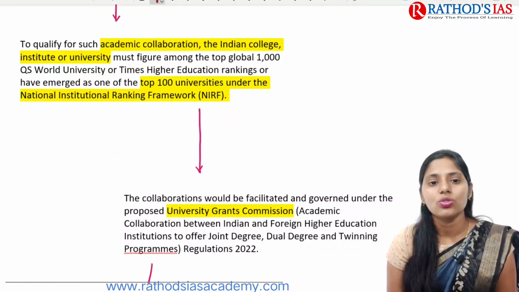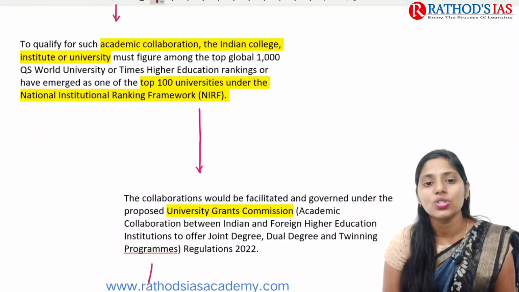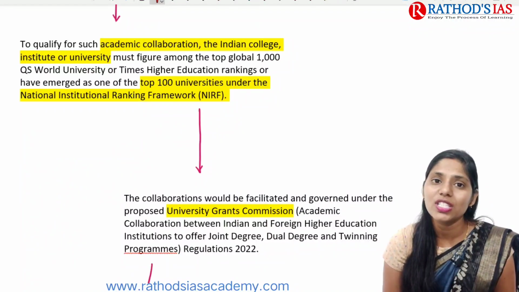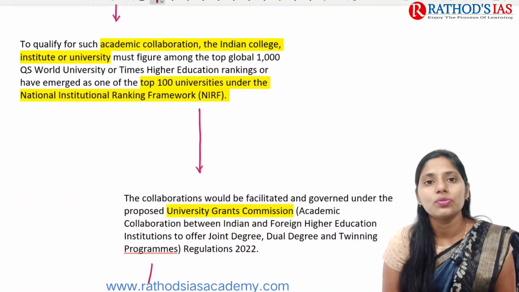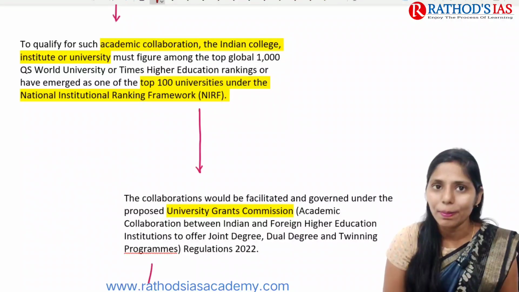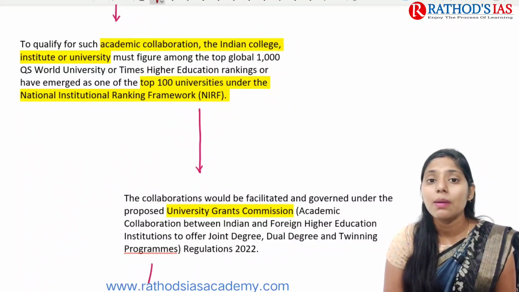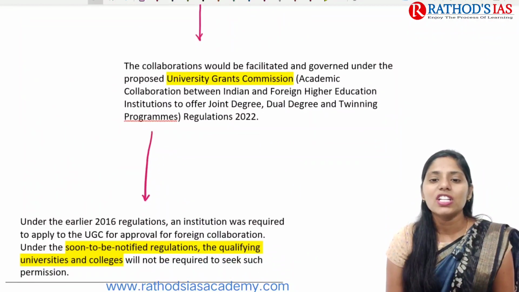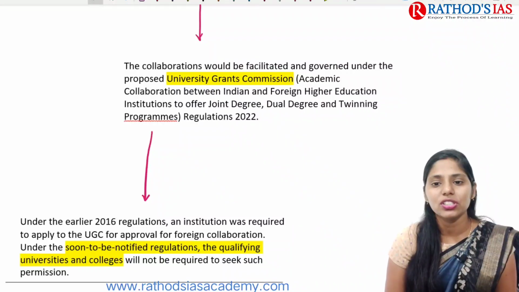To qualify for such academic collaboration, Indian universities or institutes must come in the top global 1000 of the QS university ranking. So in this QS World University or Times ranking, the institute should be present in the top 1000. Then they will get permission from the UGC to enter into a memorandum of understanding with those foreign universities. The collaborations would be facilitated and governed under the proposed University Grants Commission.